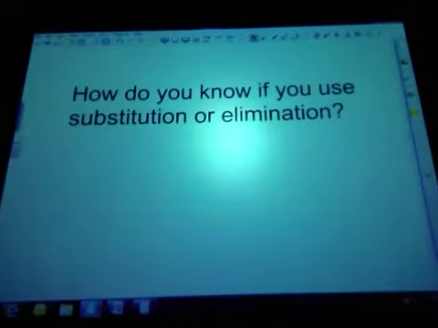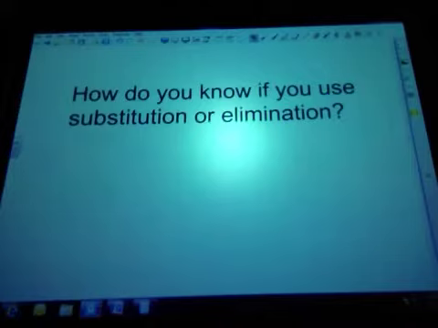Today we're going to work on how to tell if you use substitution or elimination. When I do this, I just look to see how the equations are best lined up. Remember that with substitution, at least one of the equations has to equal x or y. That's how you tell when you use substitution.